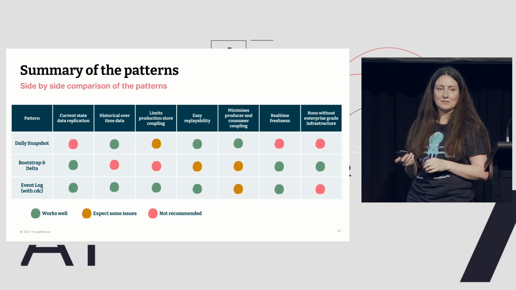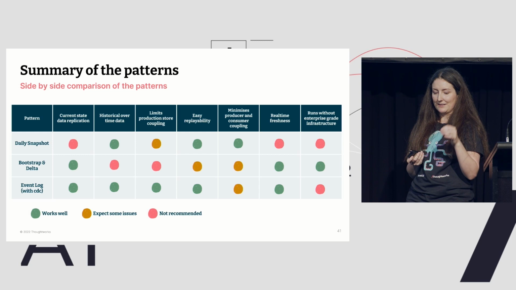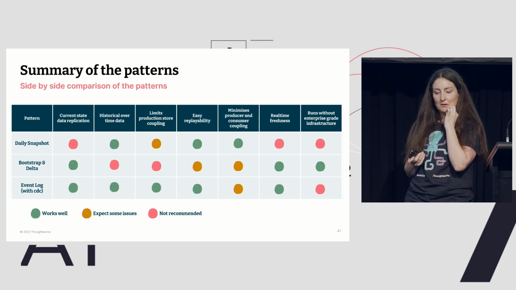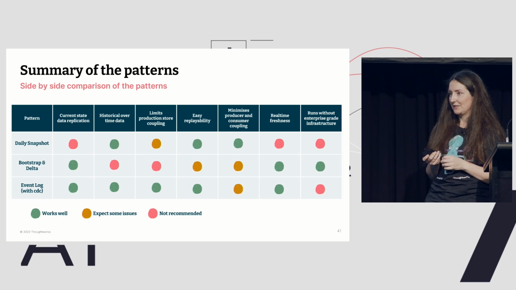All right, so that was a lot of words and a lot of talking for us to pick our pattern. So to help out, I've done a quick summary of the patterns. Looking at things like current state data replication, historical over time, whether it limits production store coupling, how easy it is to replay, real-time freshness. I'll just pause for a second for people to read it.